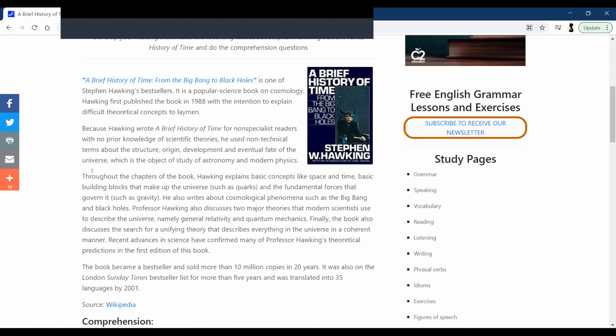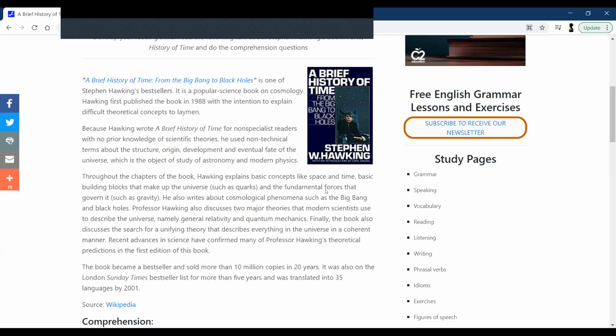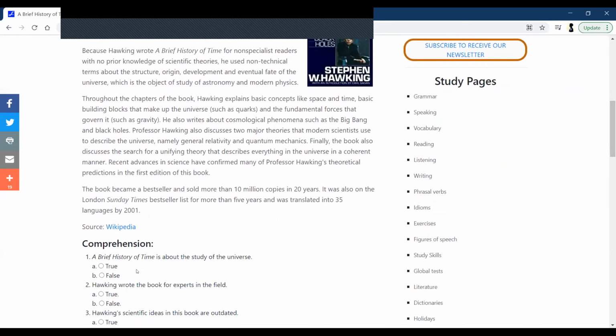Okay, so in the third paragraph, I think, it says Hawking explains basic concepts like space and time, basic building blocks that make up the universe, which is a key word right there, and fundamental forces. Yeah, if you look across the paragraph, you can see the universe is kind of the main point. So I believe the answer is true.